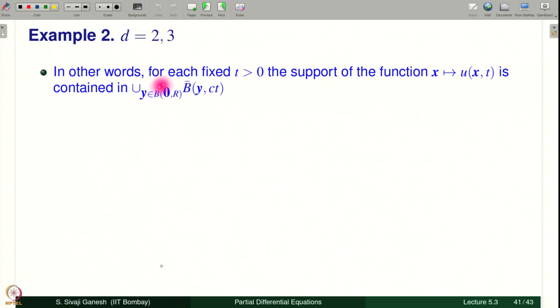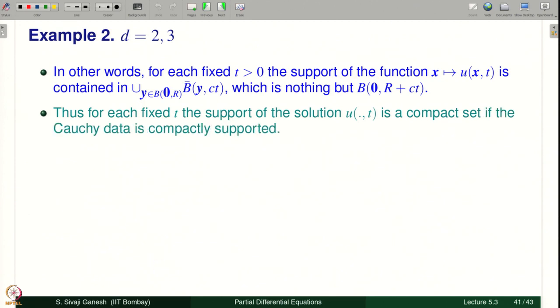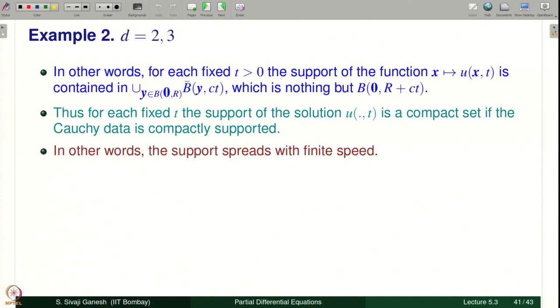In other words, for each fixed t positive, the support of the function x going to u of x t is contained in the union over y in this ball of radius r center origin of the closed ball with center y and radius ct, which is nothing but the ball with center 0 and radius r plus ct. Thus for each fixed t, the support of the solution is a compact set if the Cauchy data is compactly supported. We have observed this in d equal to 1 and illustrated it with the picture also. In other words, the support spreads with finite speed.